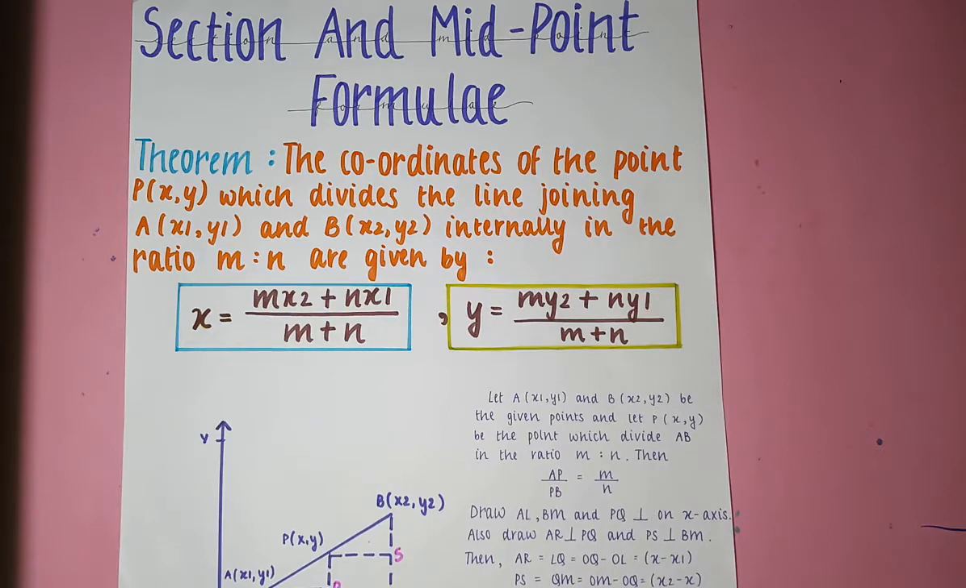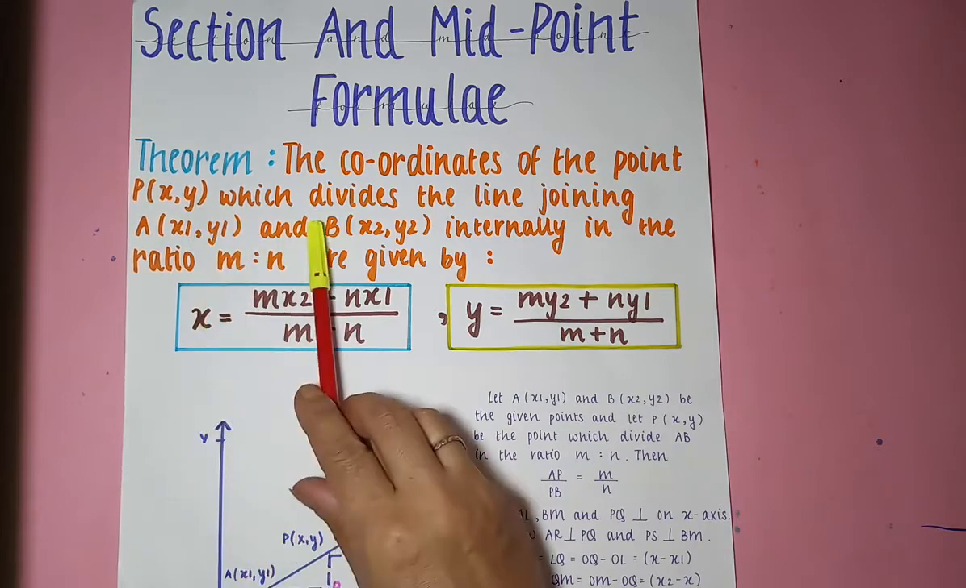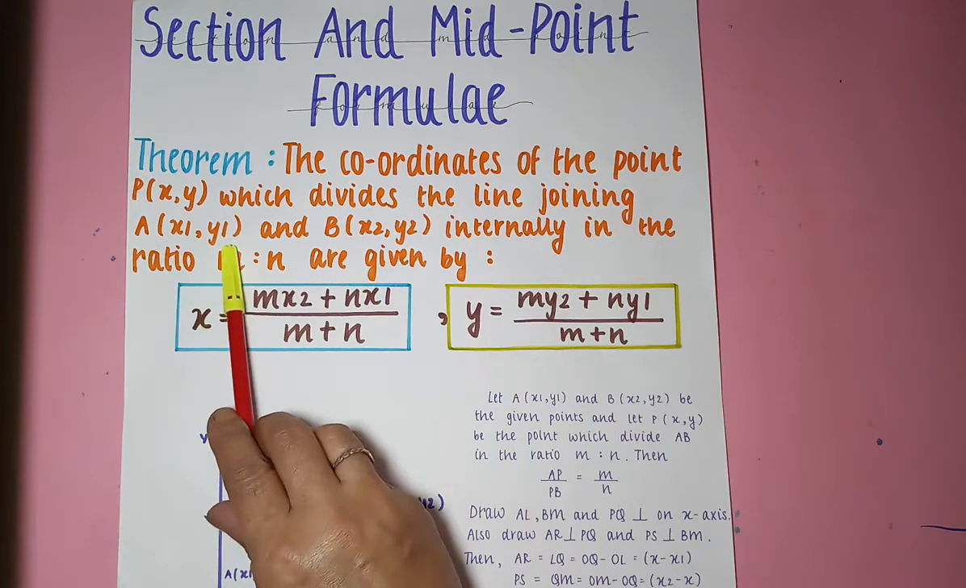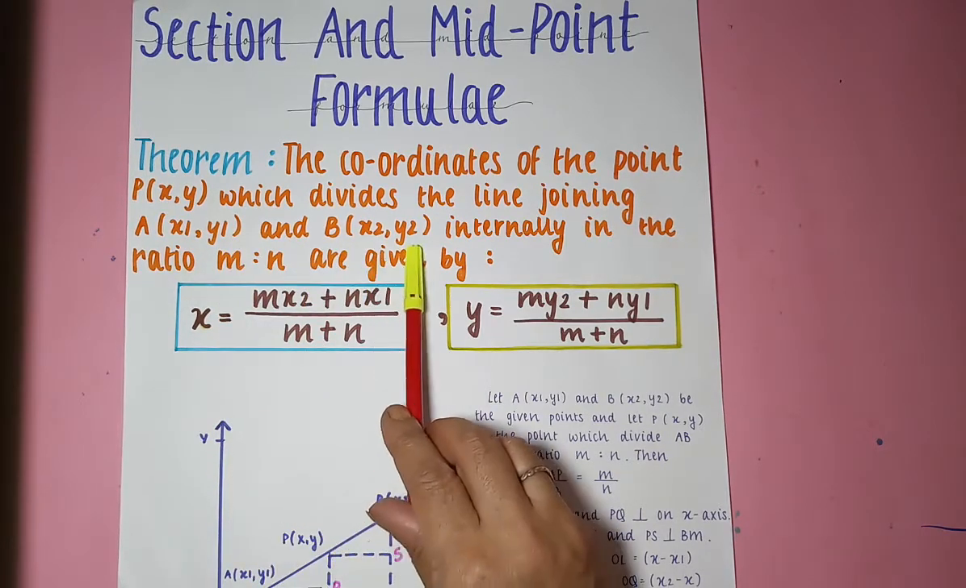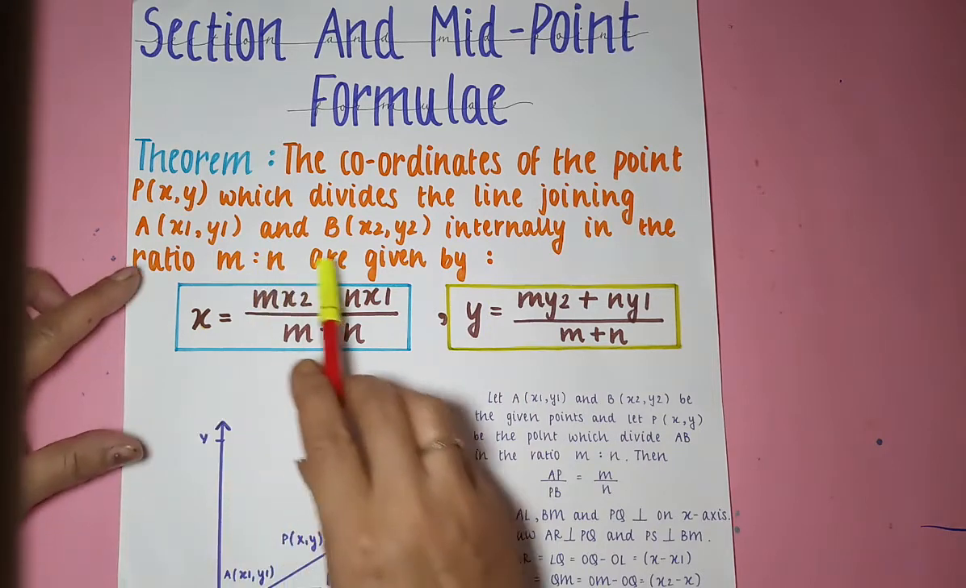In this video, we are going to discuss section and midpoint formula. So what is section and midpoint formula? It's basically talking about the coordinates of a point P(x, y) which divides the line joining A(x1, y1) and B(x2, y2) internally in the ratio m:n.